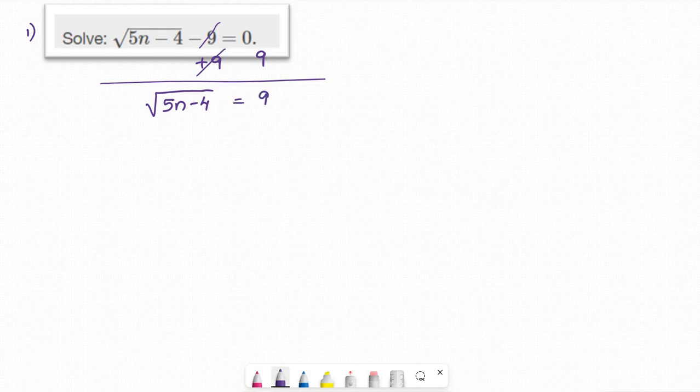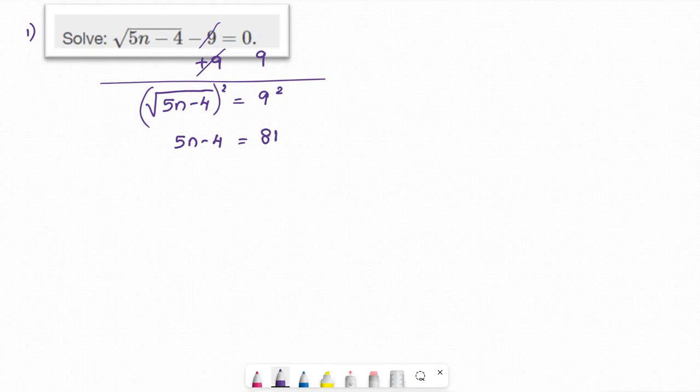Now it is a square root. So we want to eliminate that radical, meaning the square root, from that one. So we want to square both sides, right? So when we square the square root, we will get 5n minus 4 only, and 9 square is 81.